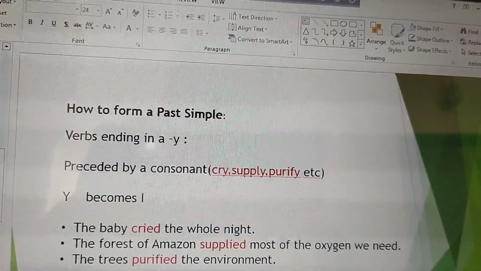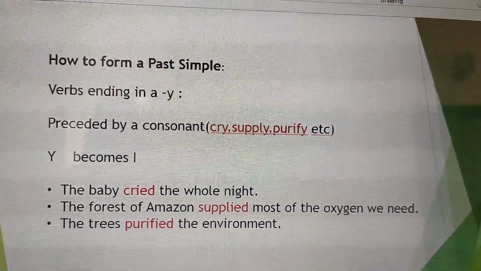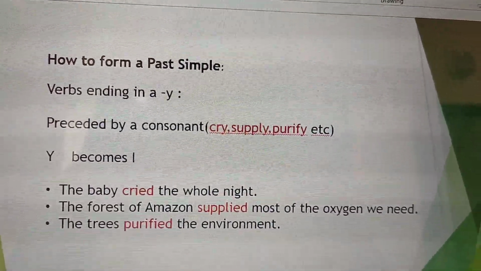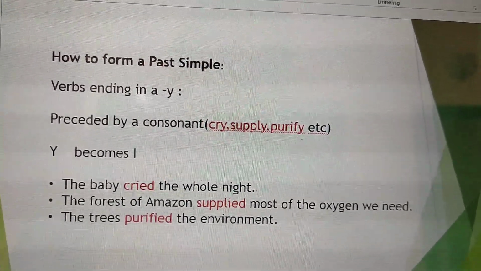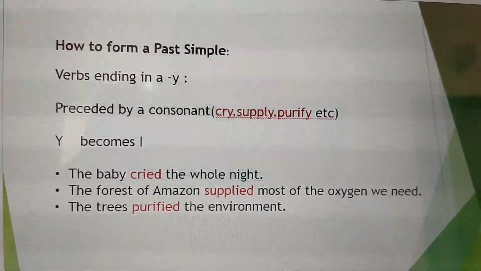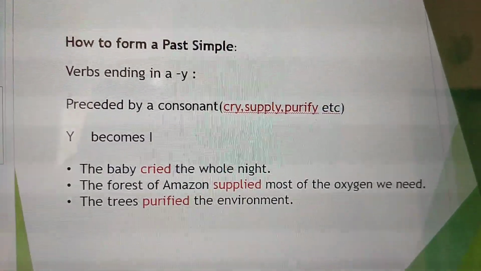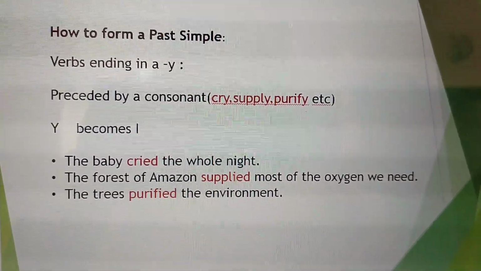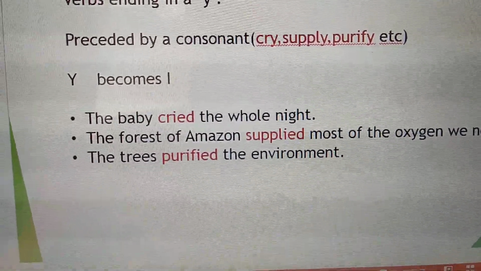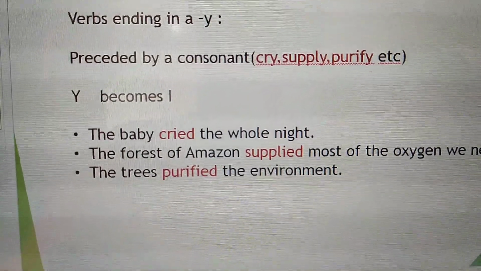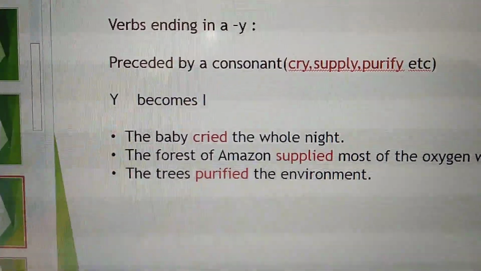We also need to pay extra attention to verbs that end in a Y, especially those preceded by a consonant, such as cry, supply, purify, etc. For the consonants being a R, a L, and a F, here the Y changes into an I. Let's look at the examples here. The baby cried the whole night. The forest of Amazon supplied most of the oxygen we need. The trees purified the environment.